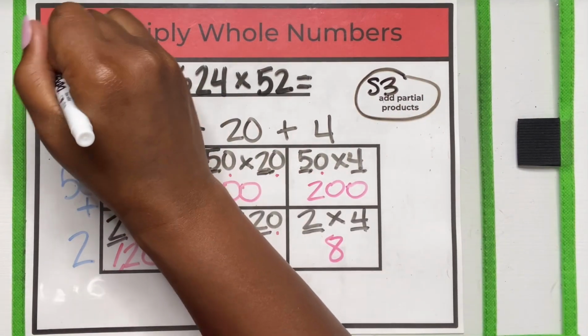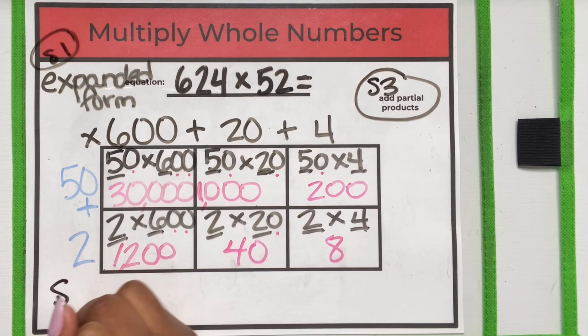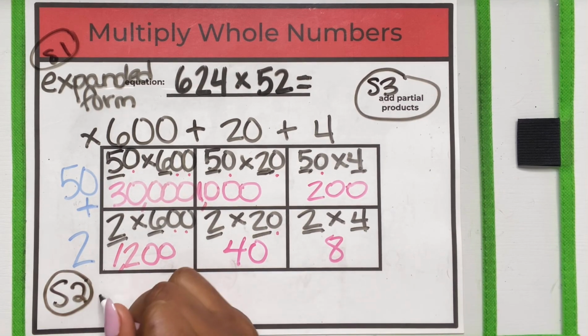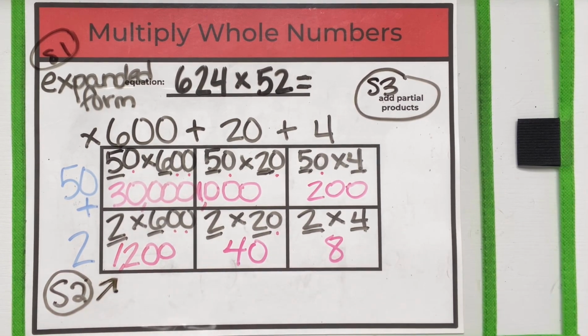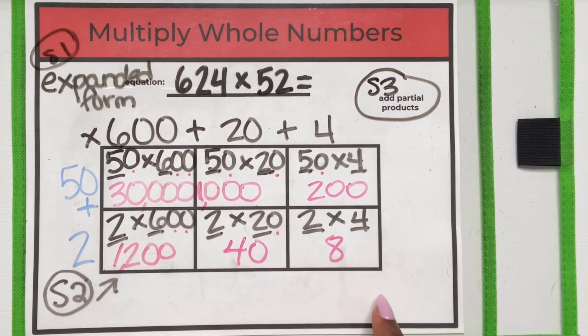Step 1, you place them in the expanded form. Step 2, we multiplied to find our partial products. We took each piece and multiplied it. Step 3, we're going to add them up. And that's going to give us our product.